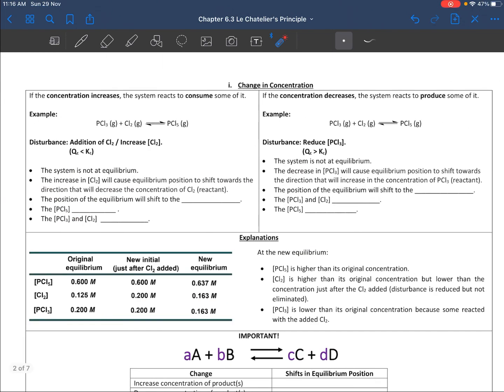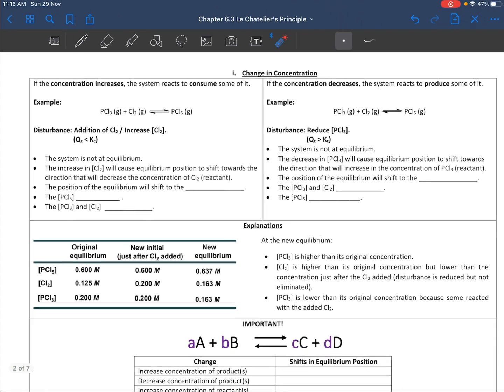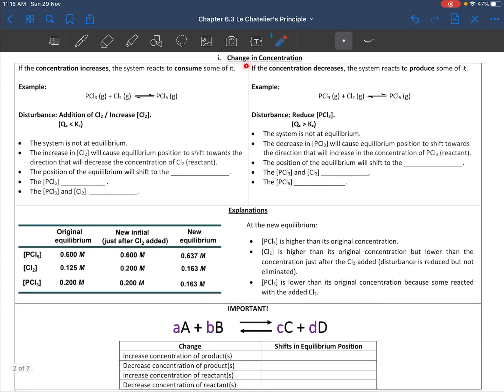Alright, so kita akan belajar the first disturbance iaitu change in concentration. If the concentration increases, the system reacts to consume some of it. Kiranya kalau kita increasekan concentration of the reactant katakan ataupun concentration of the product, reaction tu sendiri akan react to consume some of it. Consume means macam makan, untuk kurangkan concentration yang kita tinggikan tadi.